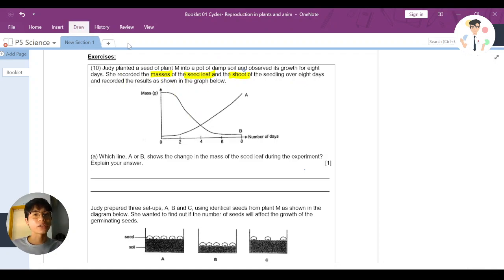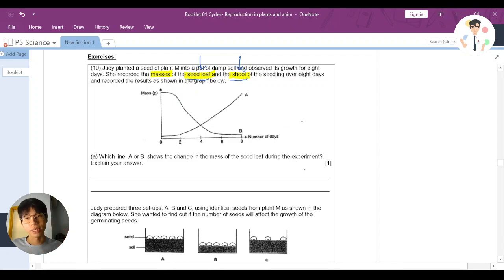So you can see that this person, Judy, recorded two things. First is the mass of the seed leaf, and the mass of the shoot. And you can see that one is going down, the mass is going down, one is going up. So in order to identify which one is going up, which one is going down, we must first identify what are the changes that happen to seed leaf and shoot during germination.